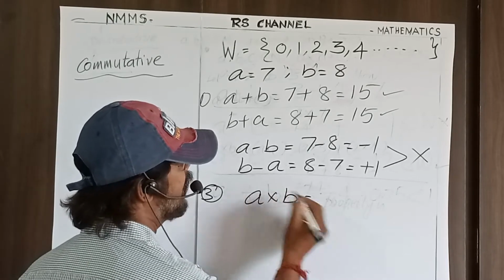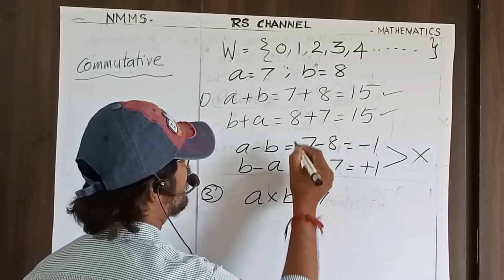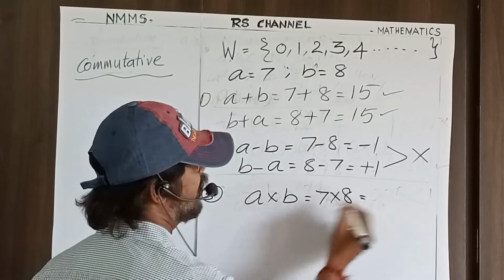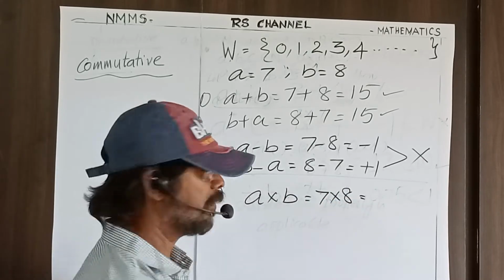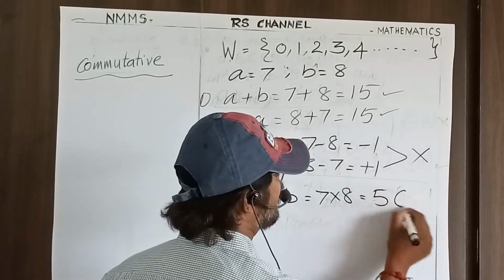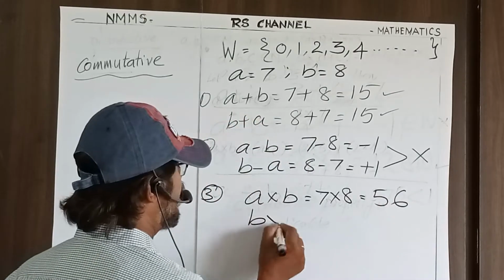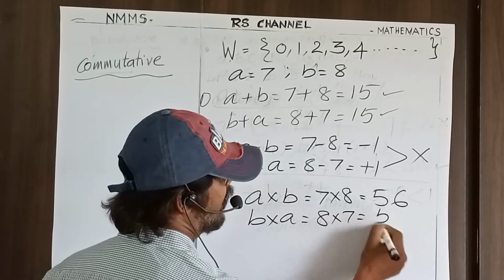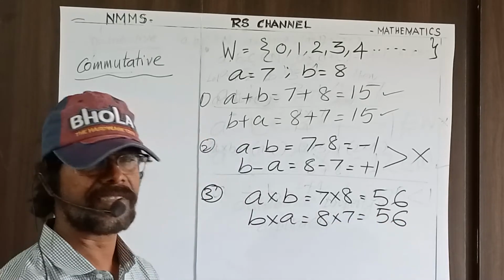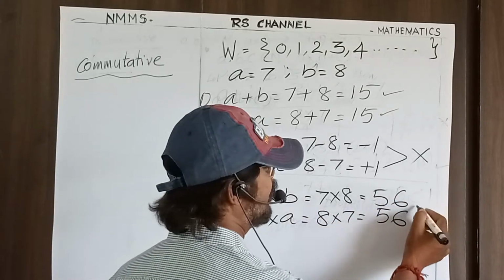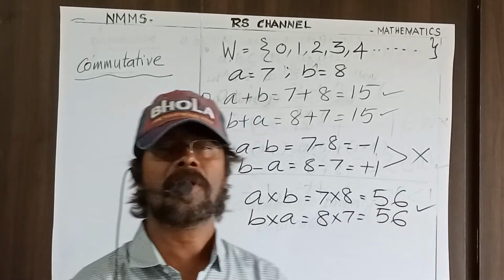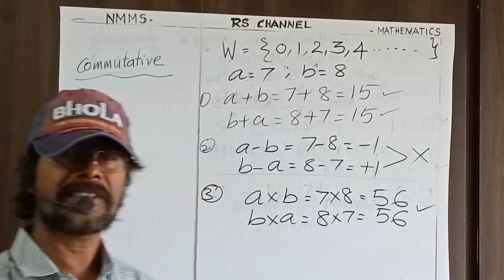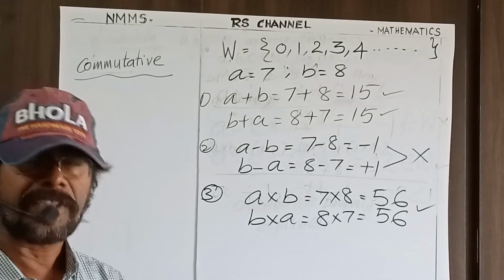A into B is equal to 7 into 8, which is 56. B into A is equal to 8 into 7, which is also 56. So both are the same. So multiplication is commutative in whole numbers.